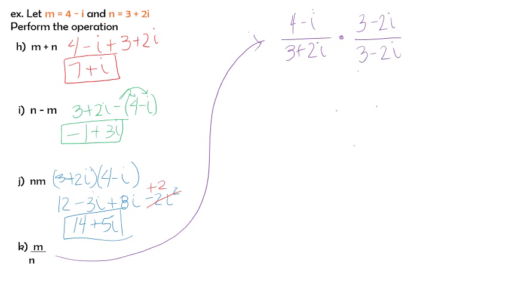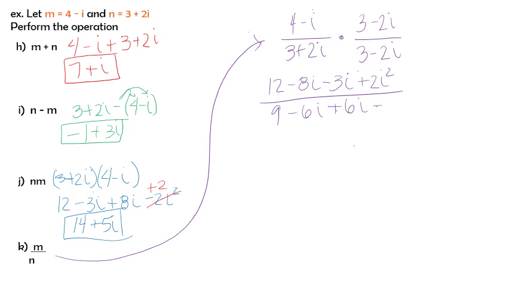So in my numerator, I have 3 times 4 is 12. 4 times negative 2i is minus 8i. Negative i times 3 is minus 3i. Negative i times negative 2i is plus 2i squared. In my denominator, 3 times 3 is 9. 3 times negative 2i is minus 6i, plus 6i.